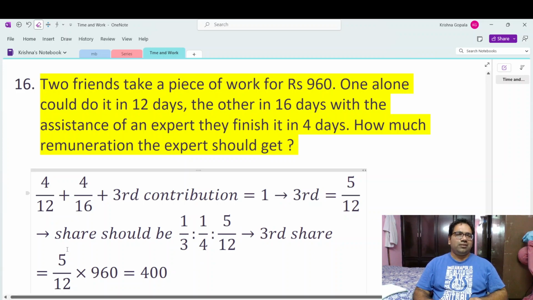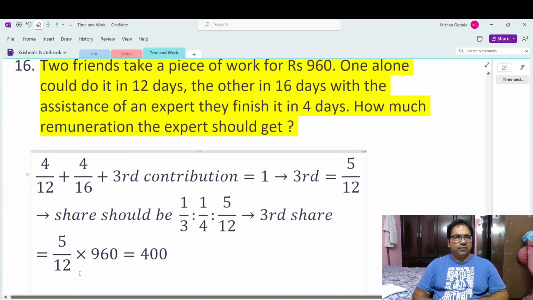5 by 12 into 960. 12 eights are 96, so 80 into 5. That is 400. Right, so the third person should get 400. Okay, 4 by 12 into 960. 4 into 80, 320 should go to the first person.